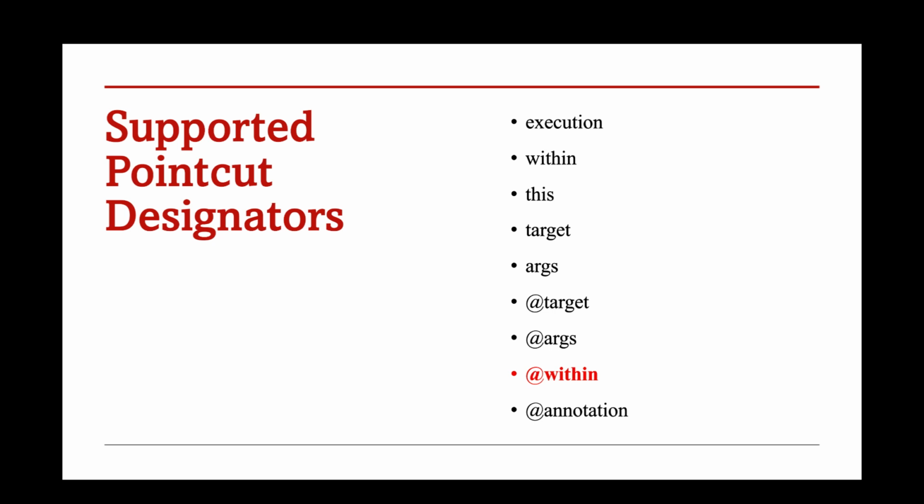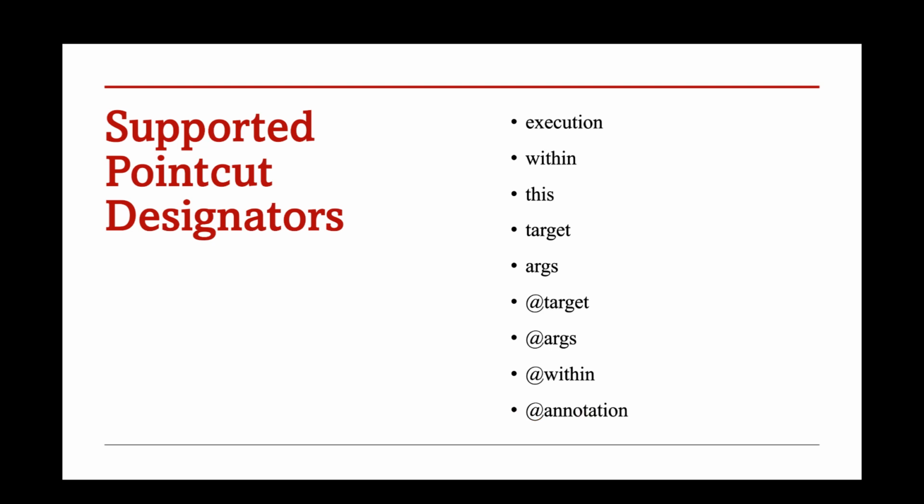Next is at within. The at within pointcut designator matches when the declaring class of the method has a specific annotation. Finally, we have at annotation. The at annotation pointcut designator matches when the method itself is annotated with a specific annotation.